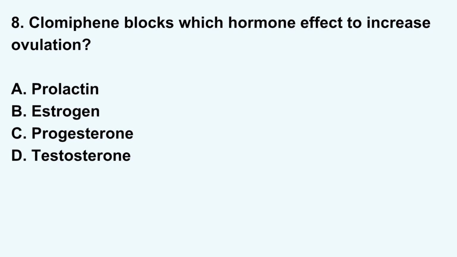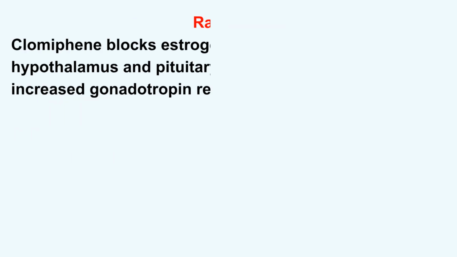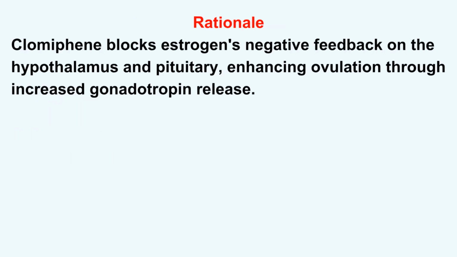Clomiphene blocks which hormone effect to increase ovulation? A. Prolactin. B. Estrogen. C. Progesterone. D. Testosterone. Correct answer B. Estrogen. Clomiphene blocks estrogen's negative feedback on the hypothalamus and pituitary, enhancing ovulation through increased gonadotropin release.